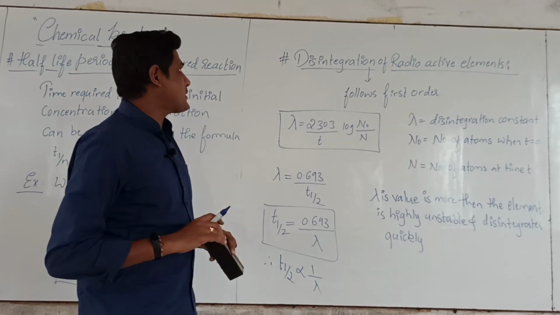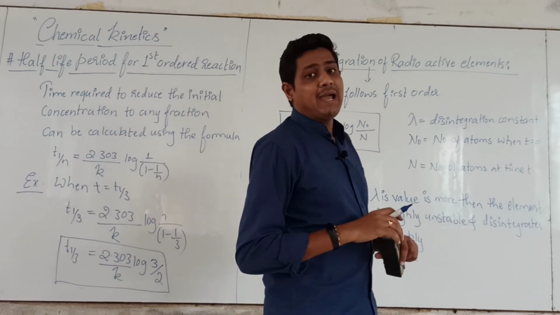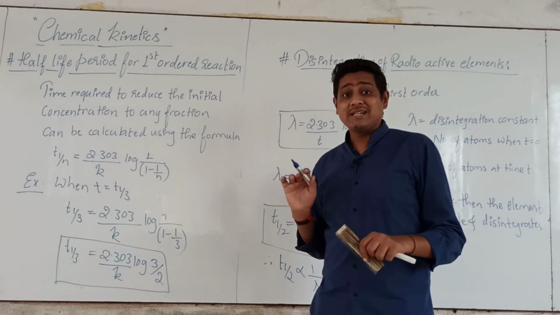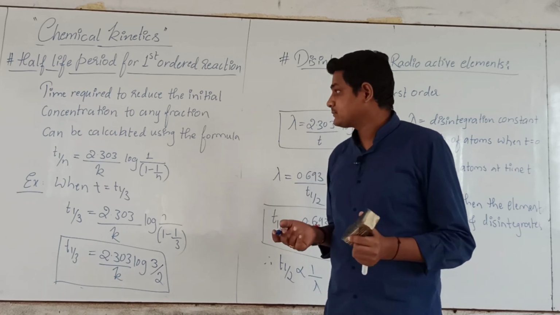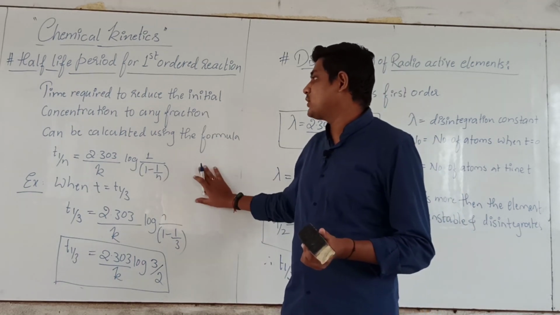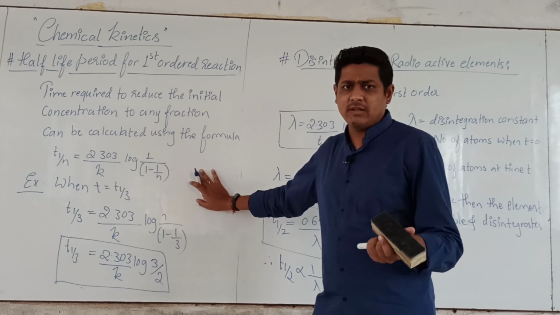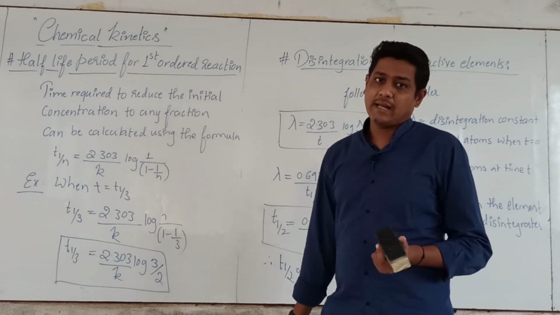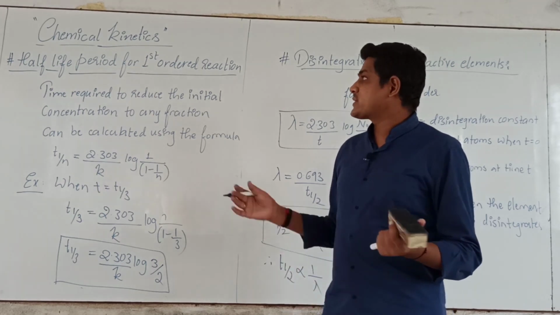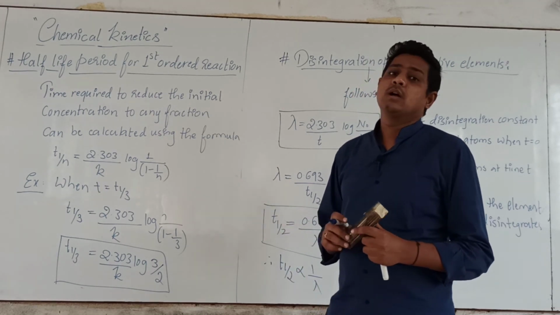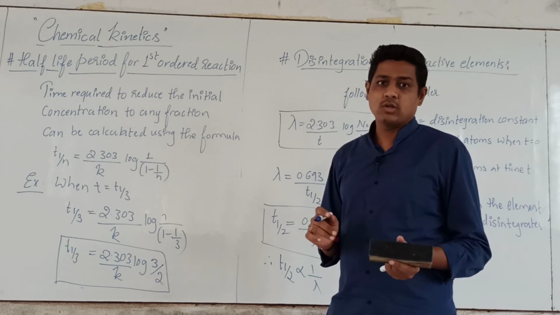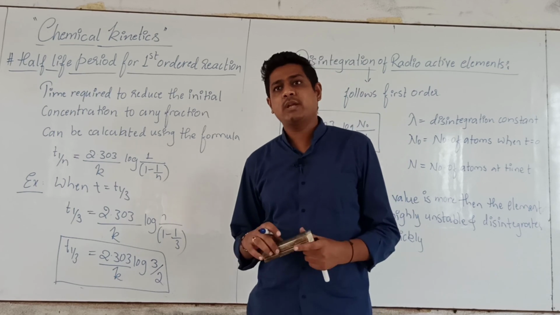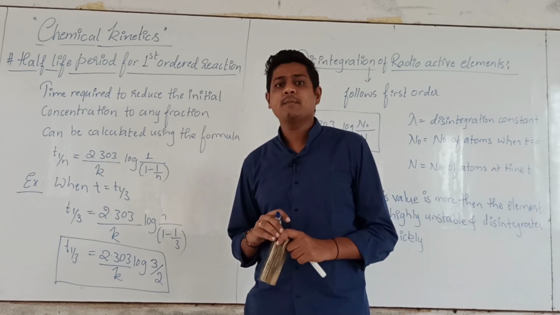So these are the questions which will be asked on radioactive elements, and even for any fraction of the reactant remaining at time t, they will ask how to calculate that. By using this formula you can calculate. So this is about the half-life period of the first order, and zero order also we have discussed. In the next class we will discuss the collision theory. Okay, thank you students.